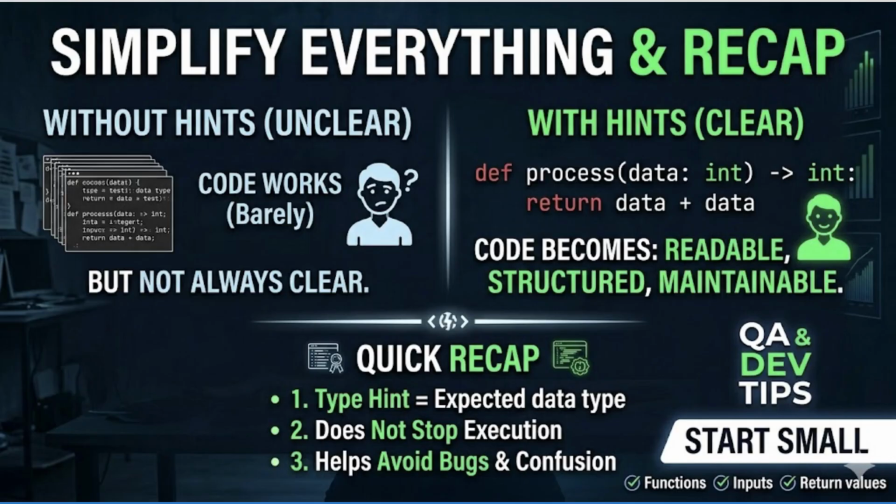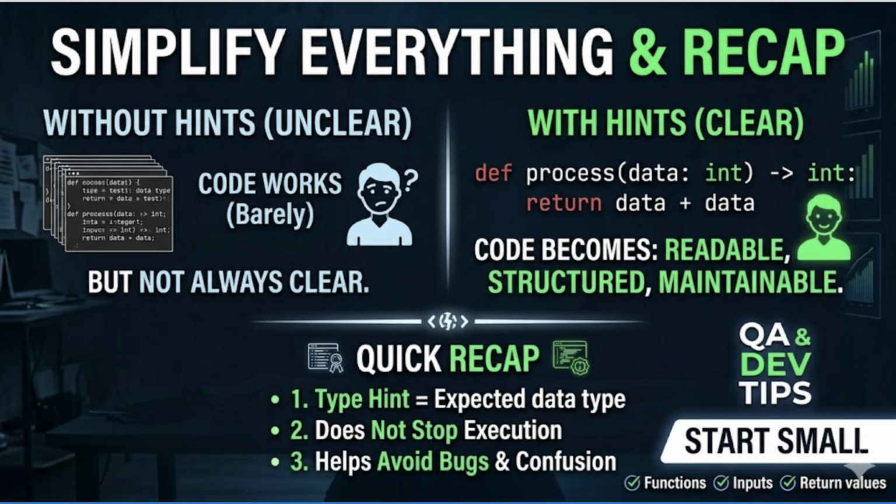Now let's simplify everything. Without type hints, Python is flexible, but then the code becomes unclear. With type hints, you can see here, the code is more clear, readable, and maintainable. So the quick recap here, in this video we saw the type hint is nothing but the expected data type and what the output of the method is, and it basically improves readability and helps catch bugs early.